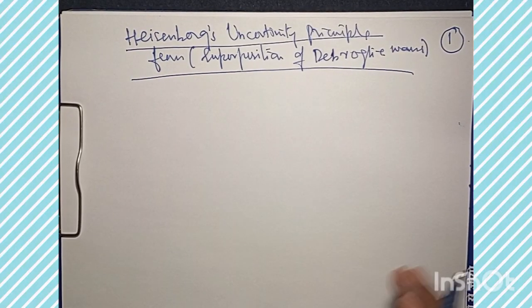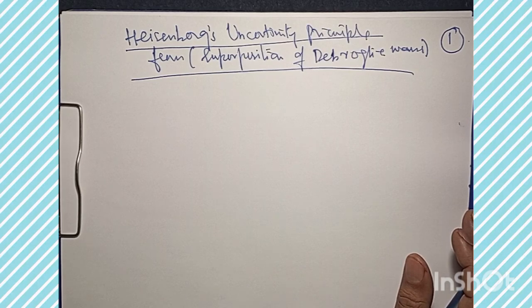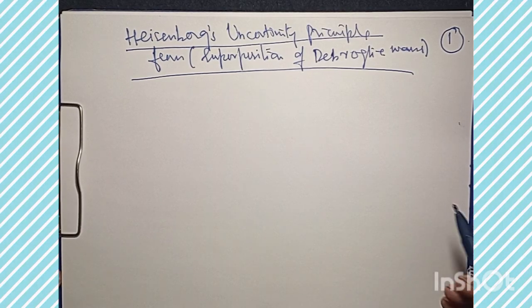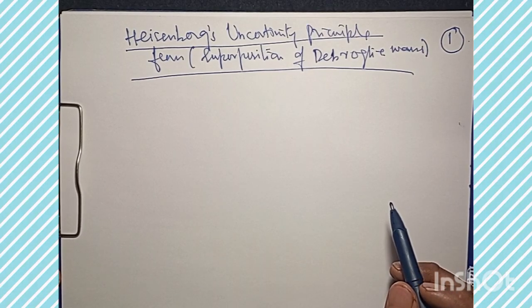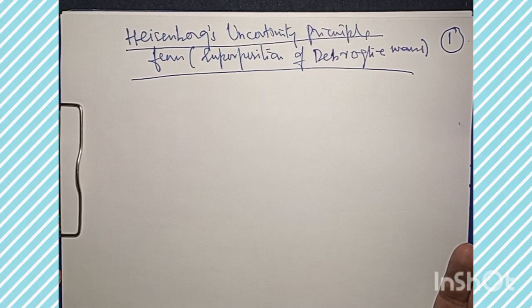Now let us have Heisenberg's uncertainty principle as a consequence of de Broglie waves. This Heisenberg's uncertainty principle can be derived by taking the help of the de Broglie wave concept, that a particle in motion can be taken as a group of waves, with the group velocity being equal to the particle velocity, which we have already proved.